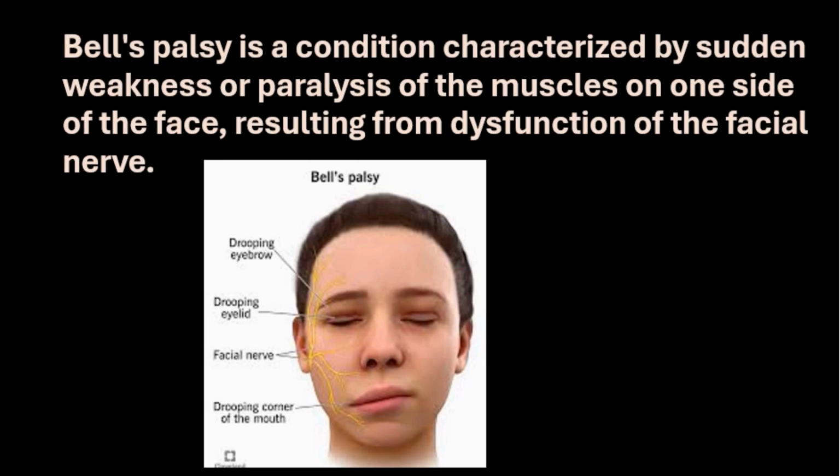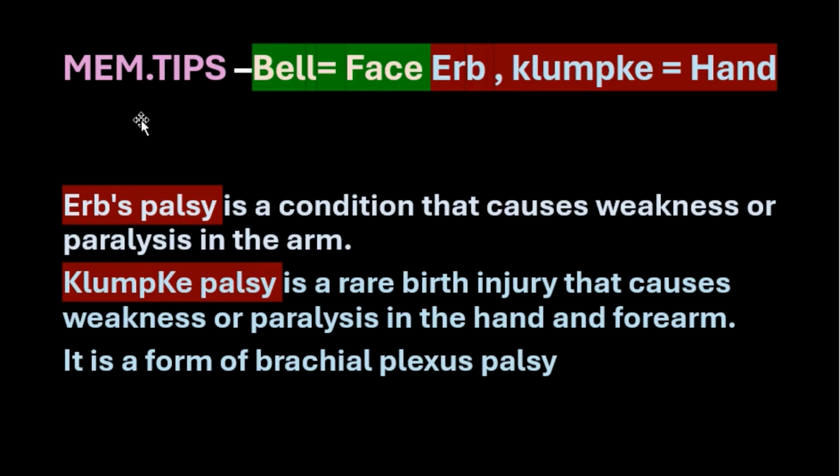On the other hand, the Erb's palsy and Klumpke palsy. Erb's palsy, the condition causes weakness or paralysis of the arm. Klumpke palsy is a rare birth injury that causes weakness or paralysis in the hand and forearm. It is a form of brachial plexus palsy. We can see the memory tips here. Bell face, Erb, Klumpke hand.